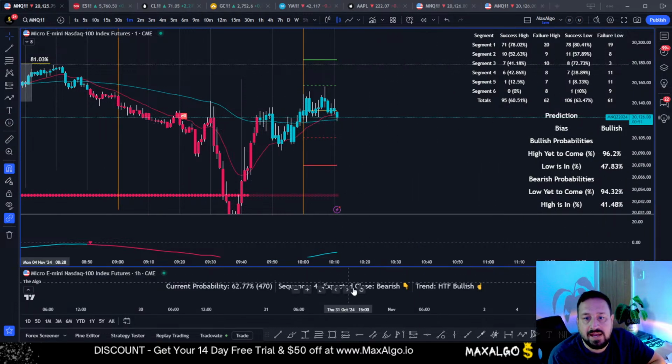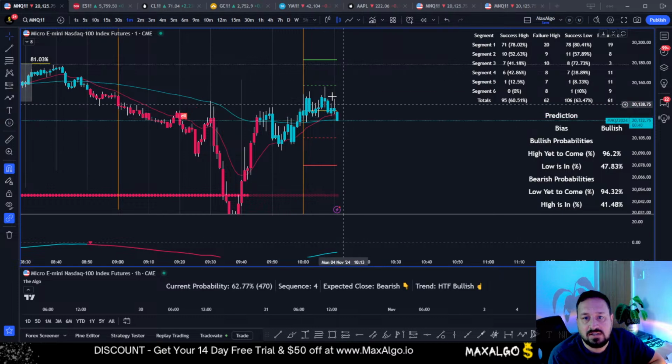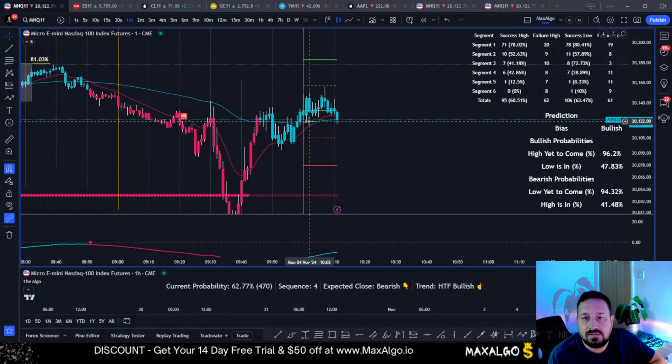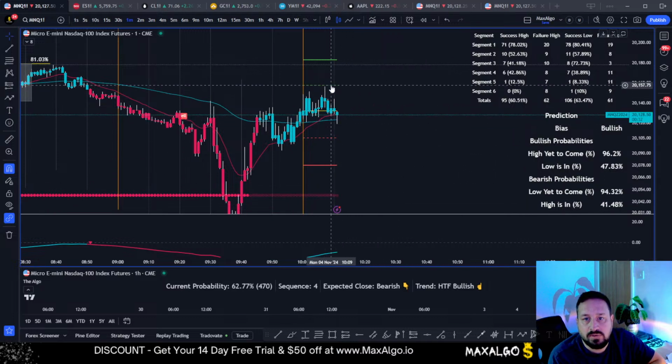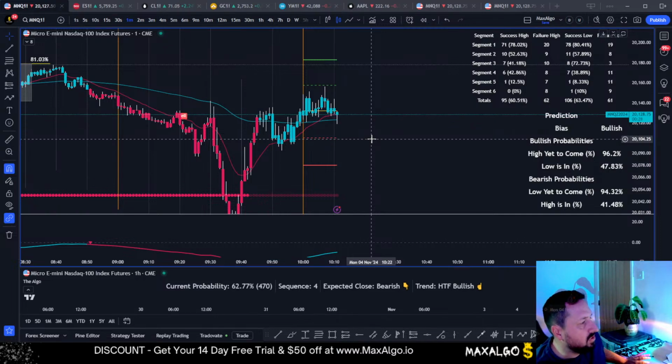So right now, if we take this low, we still only have a 41% probability that the high is in. So we don't have a statistical edge yet, right? Taking that low gives us a 41% probability that's our high. That's not an advantage yet. It's not an advantage yet.